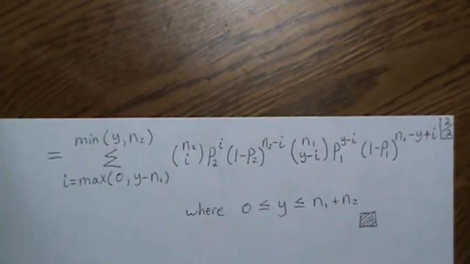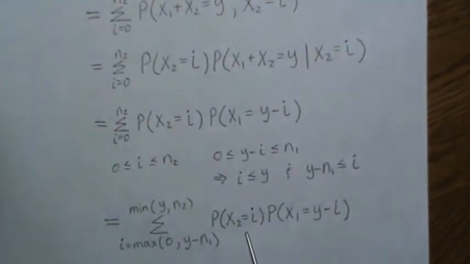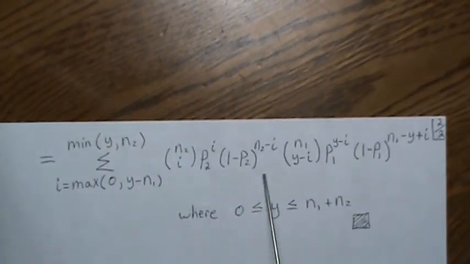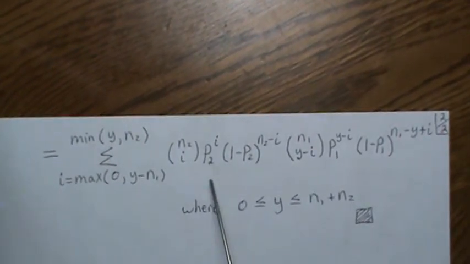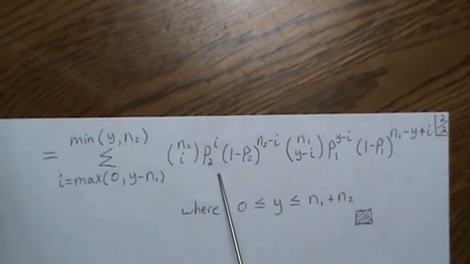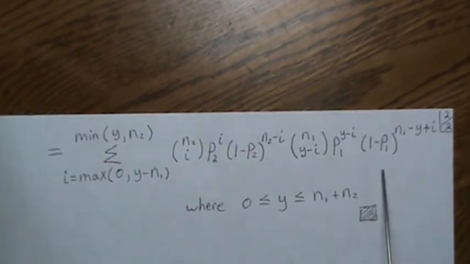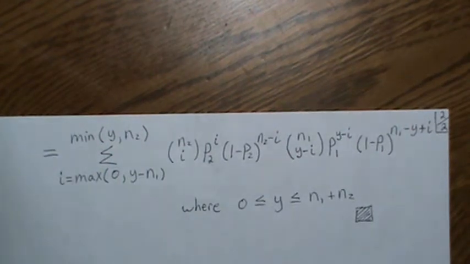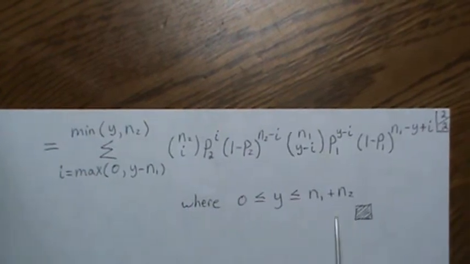Oh, I do one more step actually. Since these are binomial probabilities, we can write them in their binomial probability form. This one is in X2, so this is the density for X2, or the distribution function, and this is the distribution of X1 plugged in, with y minus i. And y goes from 0 to n1 plus n2.